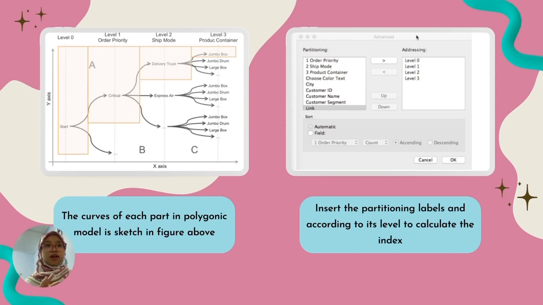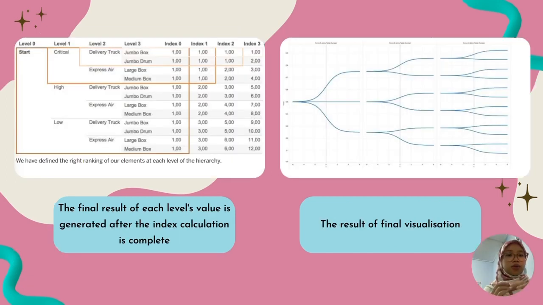It will display the indicator set of the following index. We have to repeat 4 times, which is for the level for index 0, for index 1, index 2, and index 3, to calculate all respectively level, and the final result of the level value is generated after the index calculation is complete.